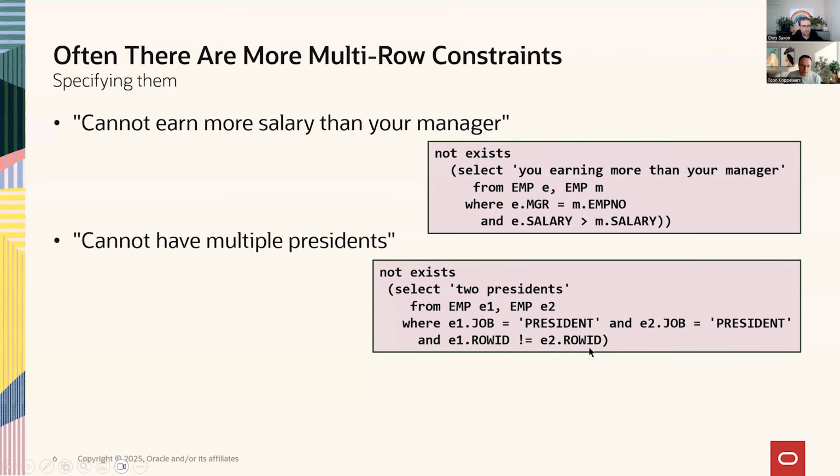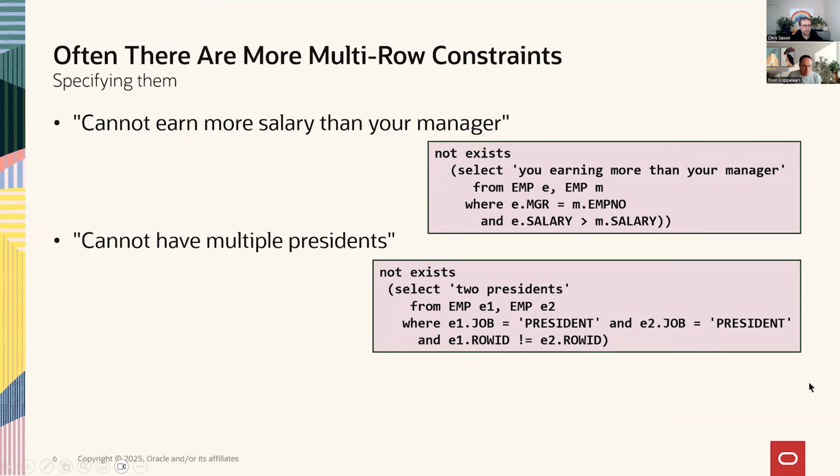I could have used employee number here as well, given the fact that employee number is a primary key. I personally prefer to just use row ID. So now I've specified that there cannot be two presidents, and that also means that there cannot be three or four or more presidents, because if there are three, then this query would already return a row.